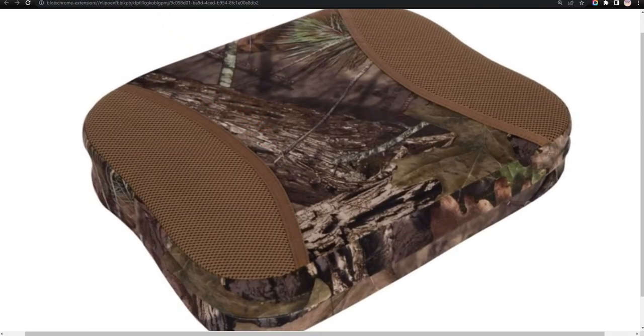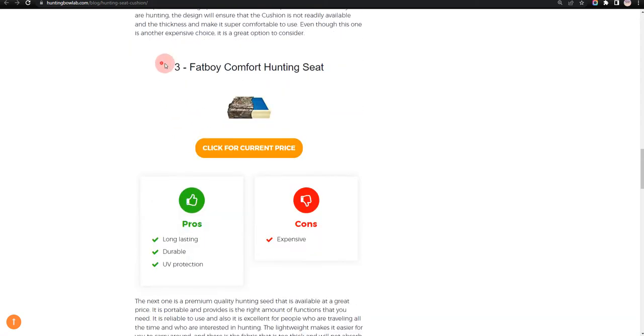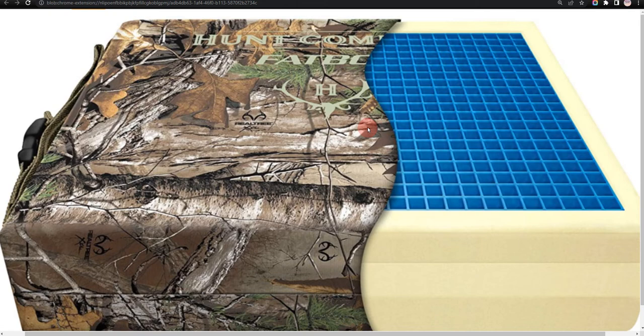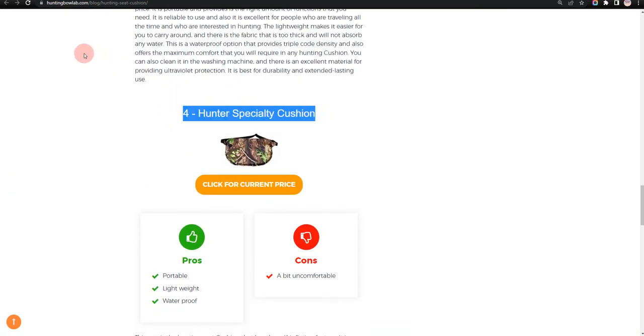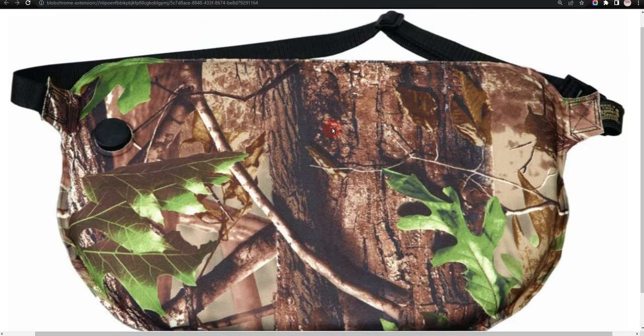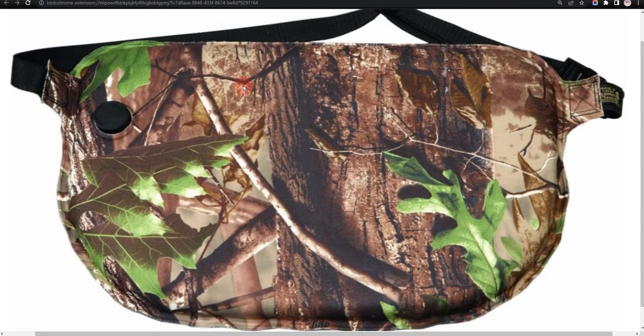Our third choice is Fatboy Comfort Hunting Seat. It has UV protection and is long-lasting, but it is expensive. Our fourth choice is Hunter Specialty Cushion, because it is waterproof and portable, but a bit uncomfortable.